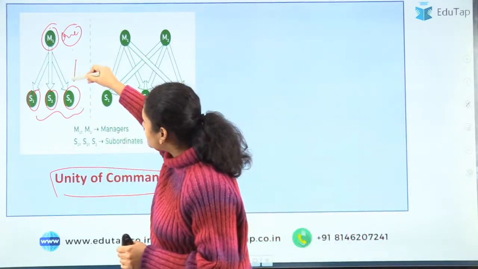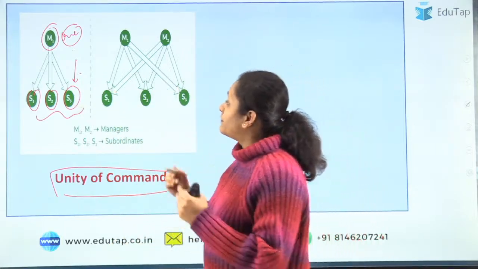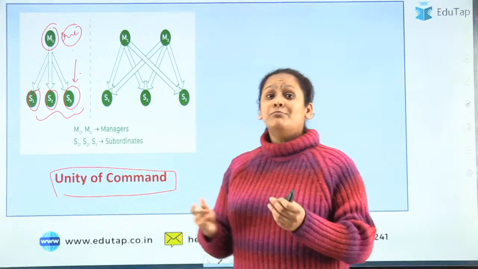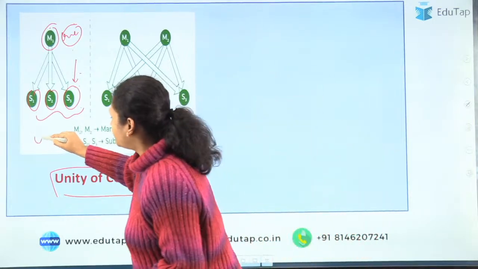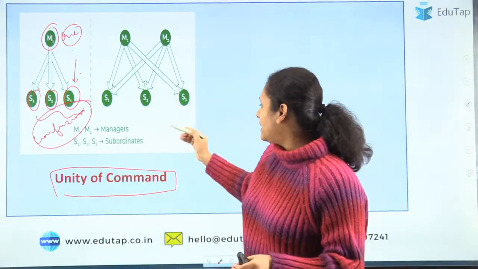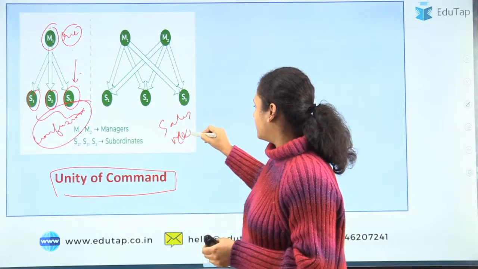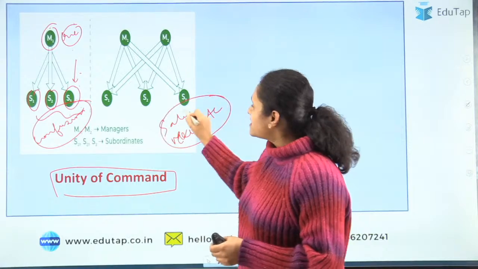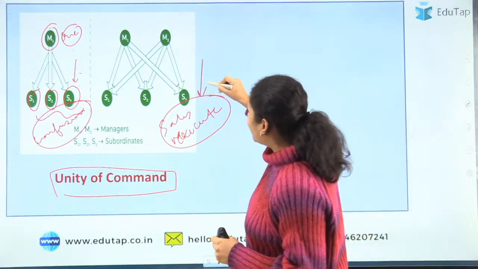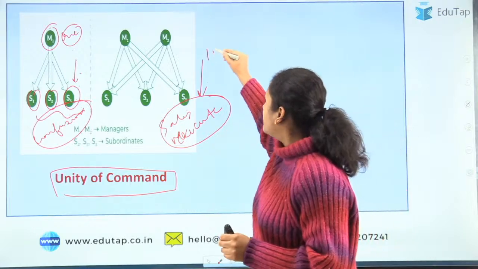Why? If a person receives orders from multiple managers, what would happen? There would be a chaotic situation. It would result in confusion. So, take an example. Let's say there is a sales executive who has been asked to sell a certain product, and the marketing team says that the maximum discount you can give to the customer is 10%.